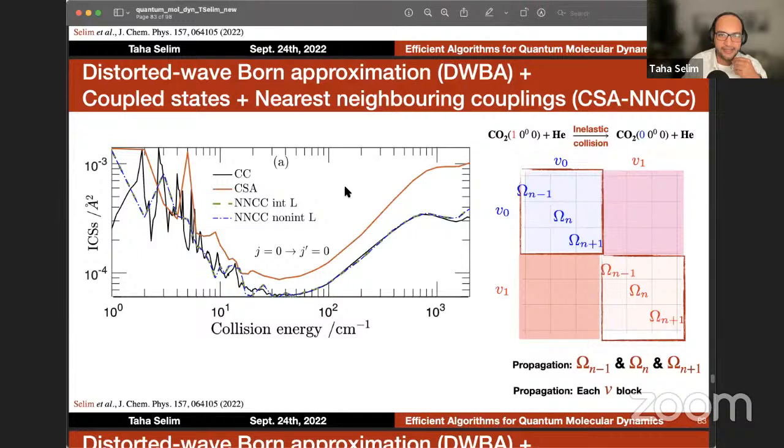So in the beginning, what we see here, I was just, do you see my screen? Because I don't see my screen. Yeah, it's the distorted wave-Born approximation, the zoomed-in graph. Okay. So thanks that you are seeing it.